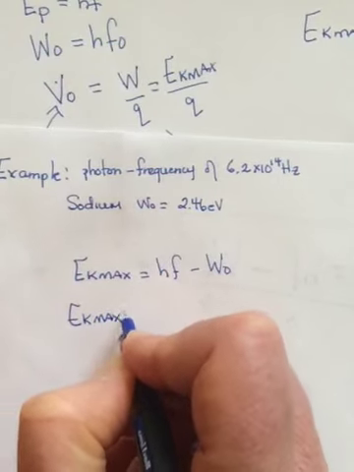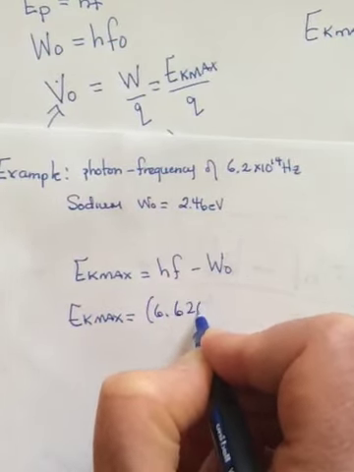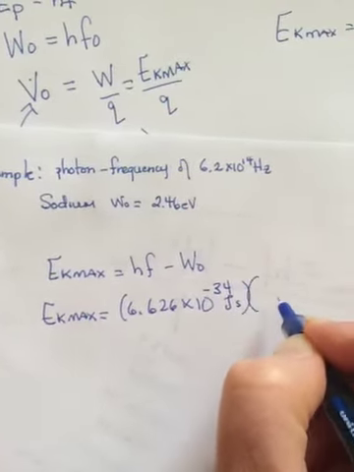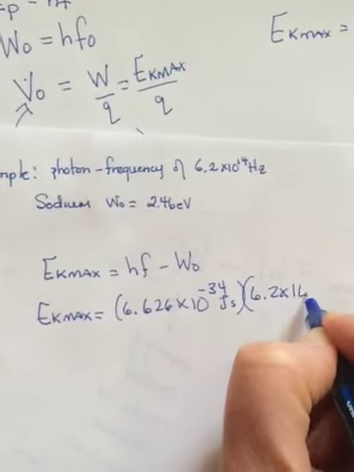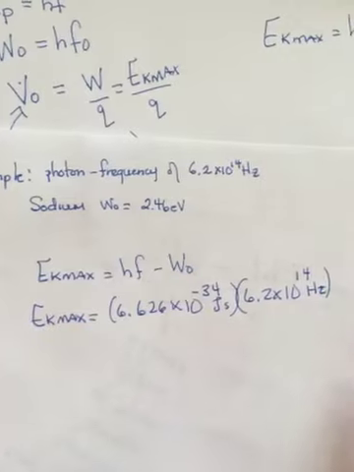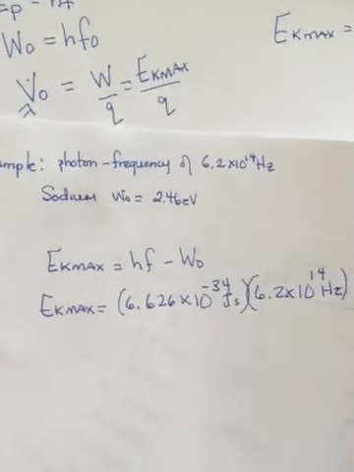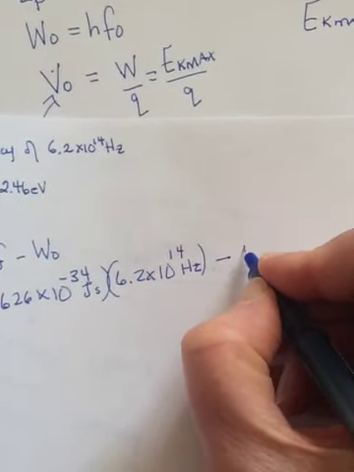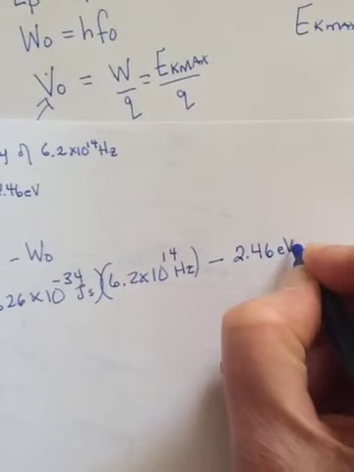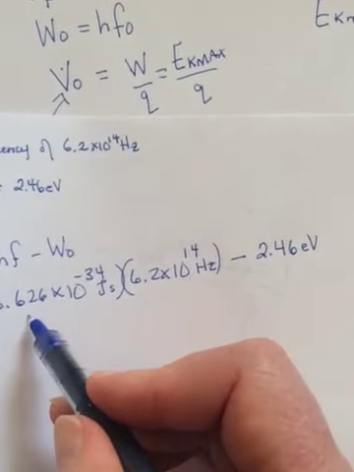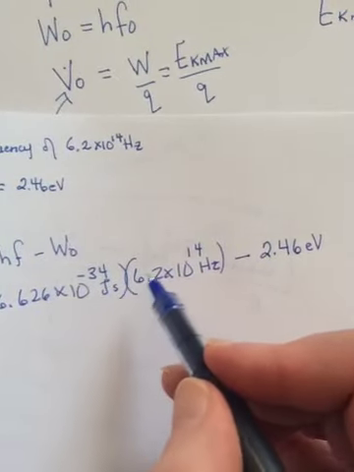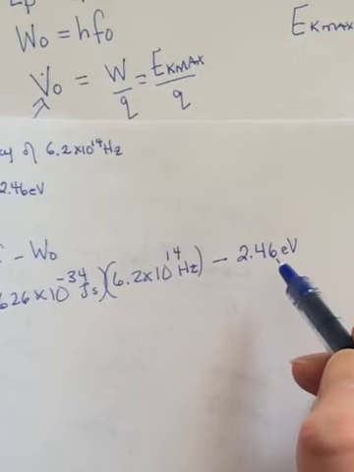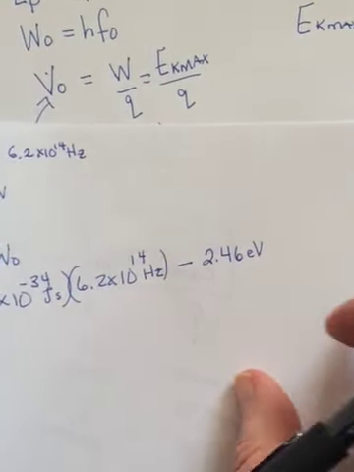So Ek max is equal to, h was 6.626 times 10 to the negative 34 joule seconds, f is 6.2 times 10 to the 14th hertz. Most of the frequencies will be to the 14th, sometimes 13th or 15th, but most of them will be 14th. Minus W0, and our W0 is 2.46 electron volts. If you've been well trained with your units, you know multiplying these two numbers together, joule seconds times 1 over seconds, gives us joules. You can't just subtract in this 2.46. You have to change it into joules.